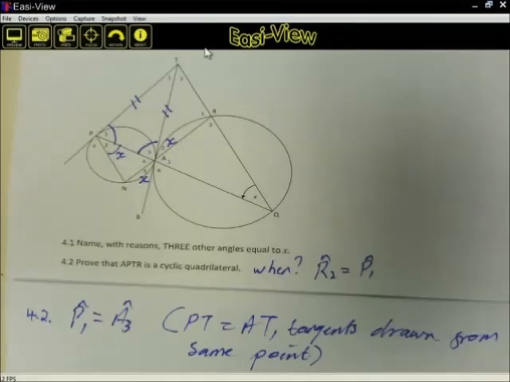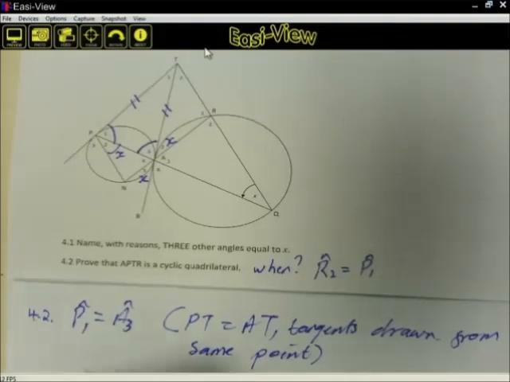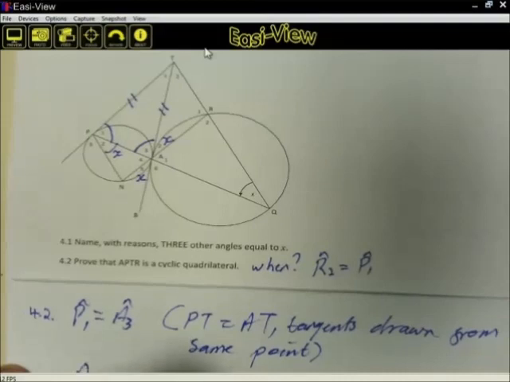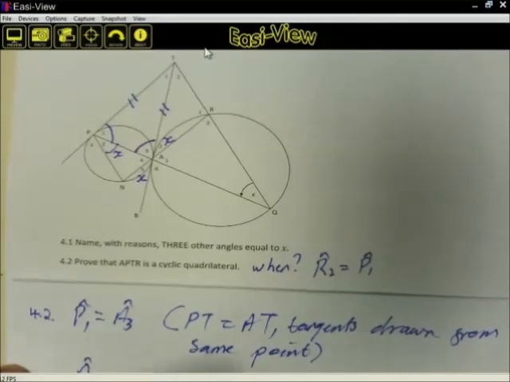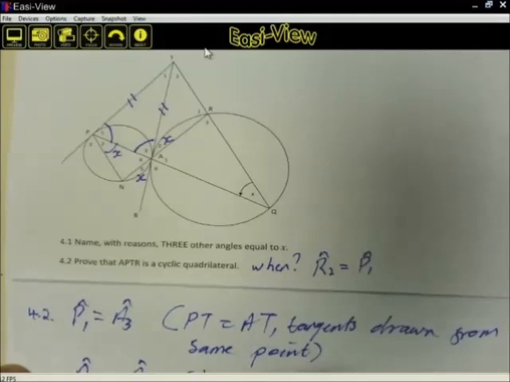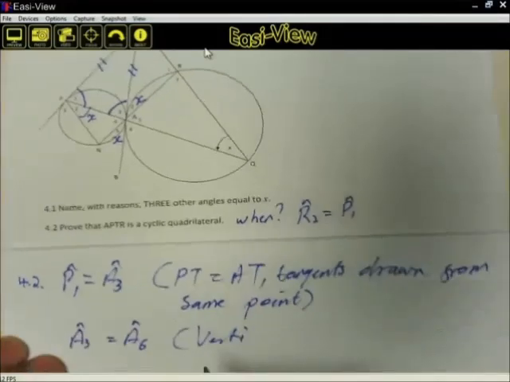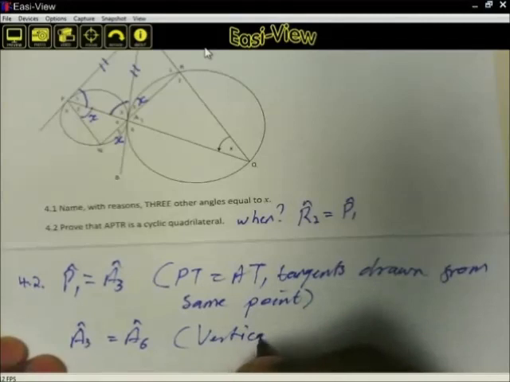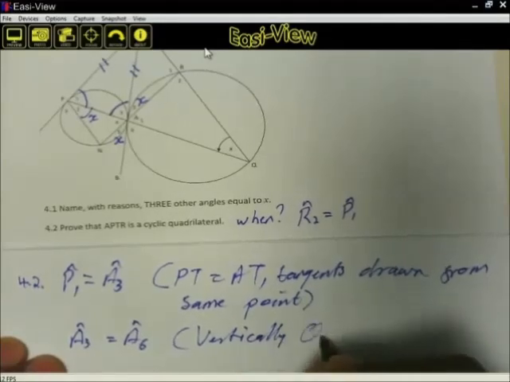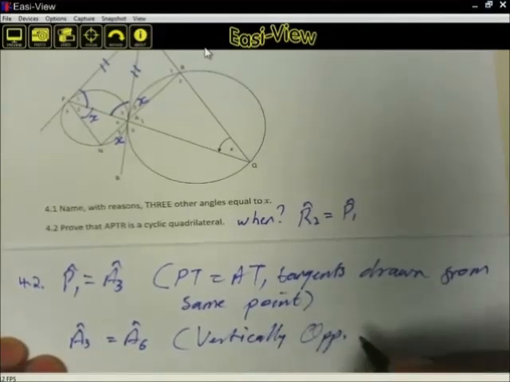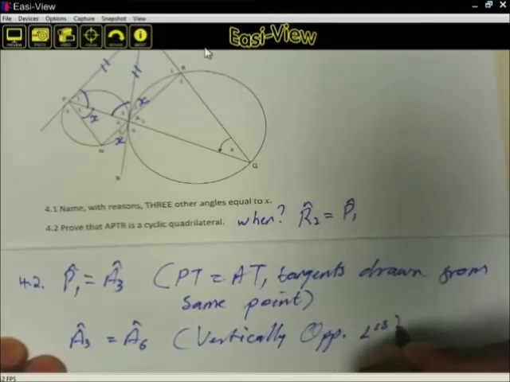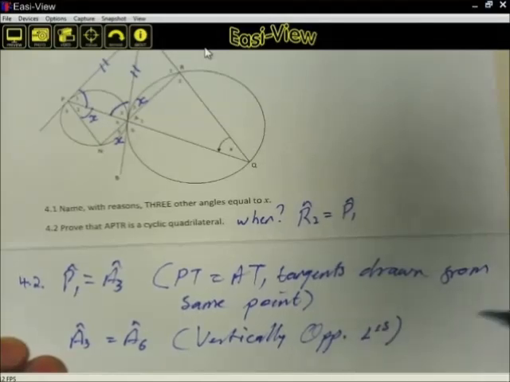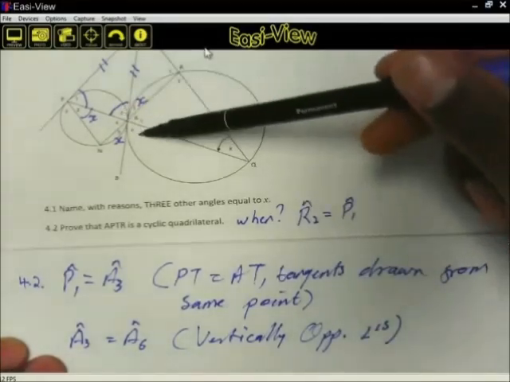Look at A3 and A6. What is the relationship? Vertically opposite angles. Therefore, A3 is also equal to A6. Those are the vertically opposite angles. Vertically opposite angles. Look at A3, look at A6.